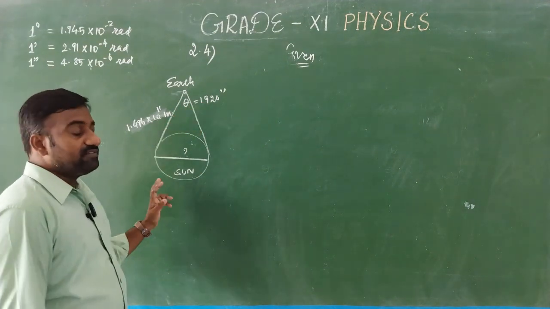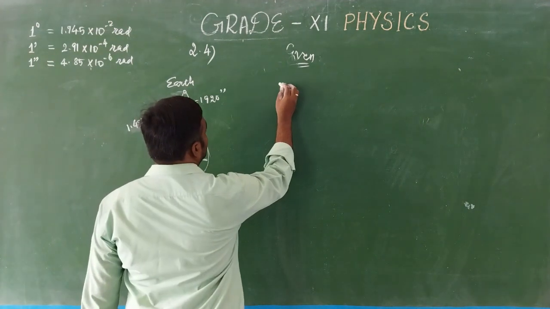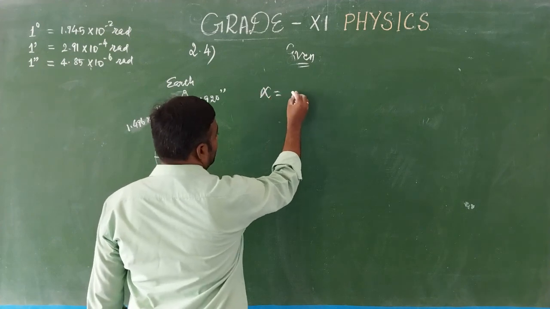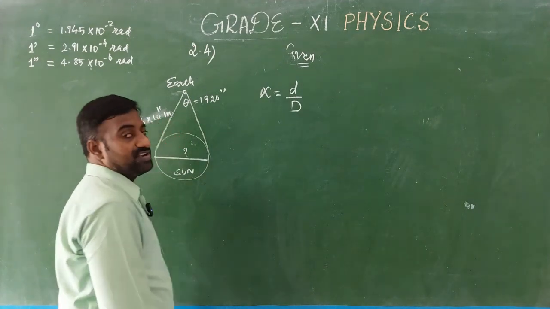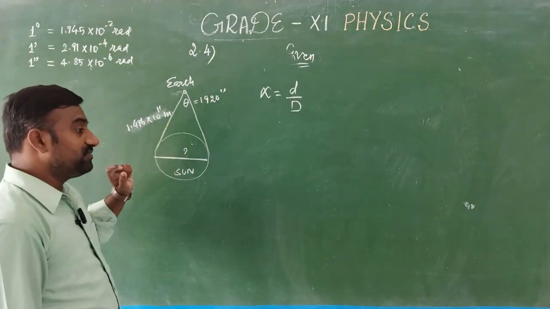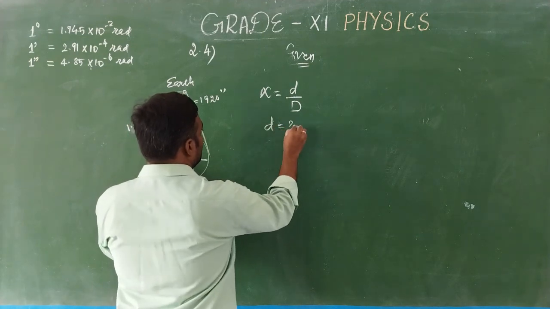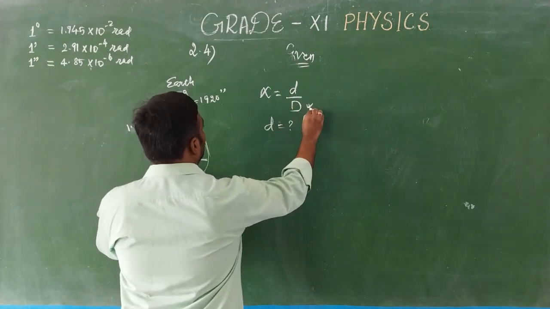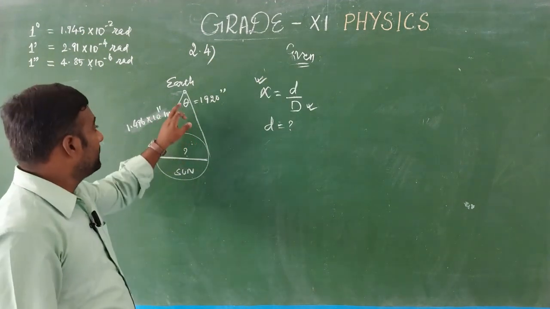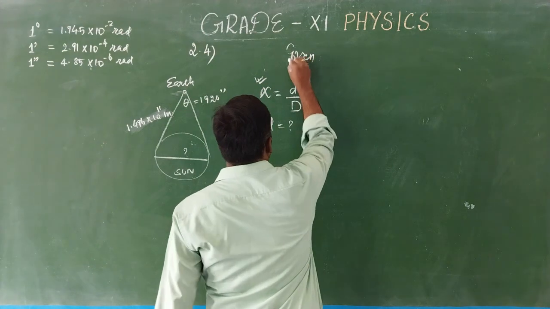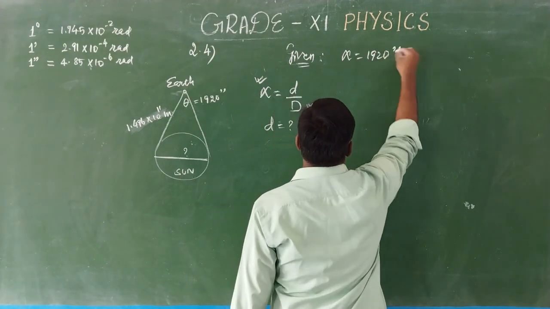second. So here we will use the formula. For angular diameter, we have a separate formula, that is, alpha is equal to d by D. But what they have given, we want to determine the basis, that is d is equal to what? This D is given. This alpha value is also given. What is the value of alpha? The angular diameter, this is the given angular diameter. It is 1920 arc second.